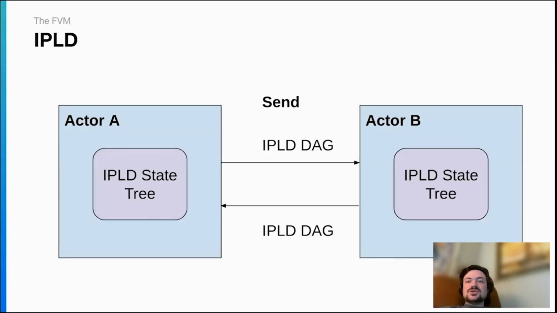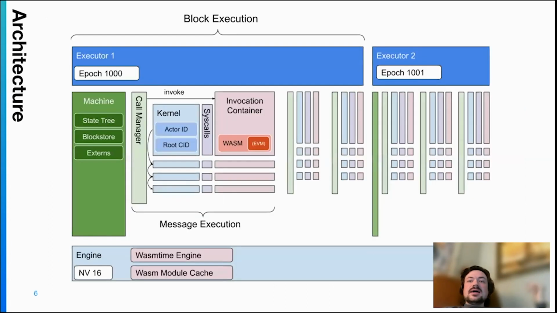This is a quick diagram showing how this all works. Basically, actor A with an IPLD state tree internally can send an IPLD DAG to actor B with an IPLD state tree internally. Actor B can then return a state, some IPLD object or state tree or whatever it wants, back to actor A. This is the architecture of the FVM.